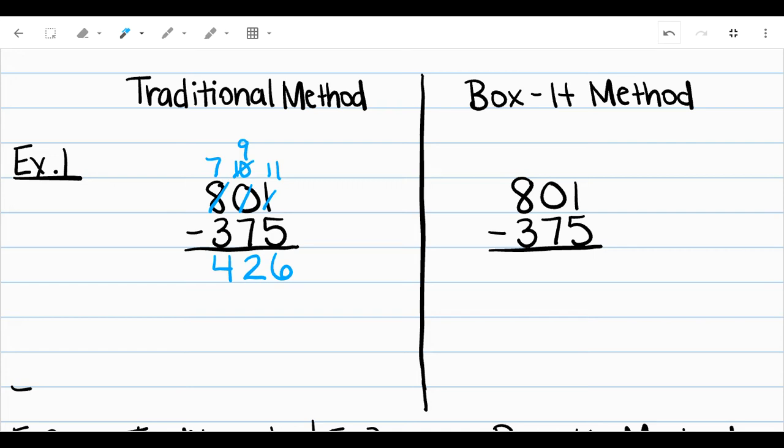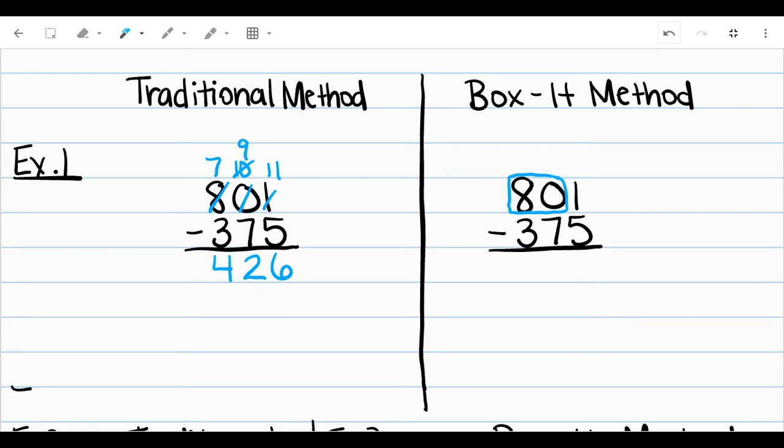There's just a little bit of clutteredness to it, which is sometimes why I prefer the box it method. So let's look at the box it method for the same problem. When we have 801 minus 375, when I look at my 1 minus 5, I can't do that. So instead of going to my hundreds place, I'm going to box my hundreds and my tens together.